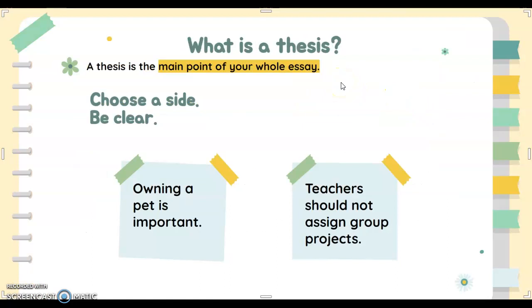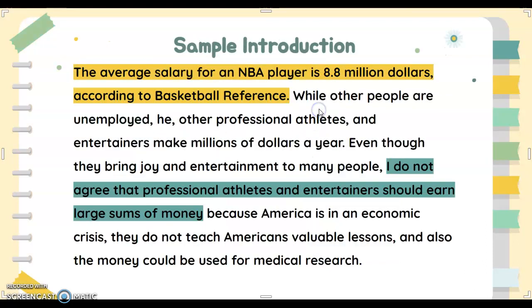So the thesis is the main point of your whole essay. It's important when we are writing a persuasive essay that we are choosing a side and we are clear about our opinion on that topic, right? Owning a pet is important, or teachers should not assign group projects, or if you pick the other side of this issue, that's fine. But just make sure you're clear. We're not saying like pets can be good and pets can be bad. In a persuasive essay, we need to be clear about the side we chose.